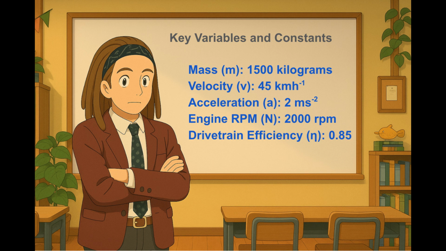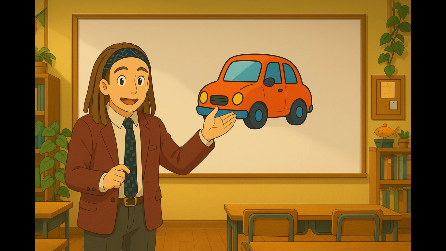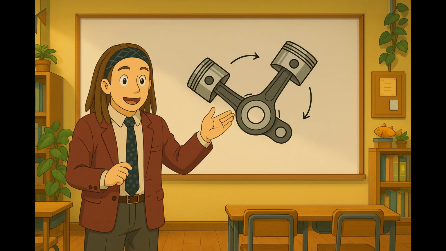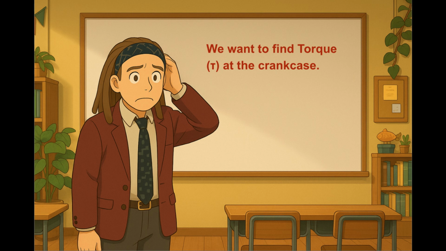First, let's visualize this. Imagine a car on a road. We have its mass, its speed, and its acceleration. Inside the car, the engine is generating power, which then travels through the drivetrain. That's the gearbox, driveshaft, and differential to the wheels. There are some losses along the way due to efficiency. Our goal is to work backward from the car's motion to find the twisting force, or torque, at the engine's crankcase.